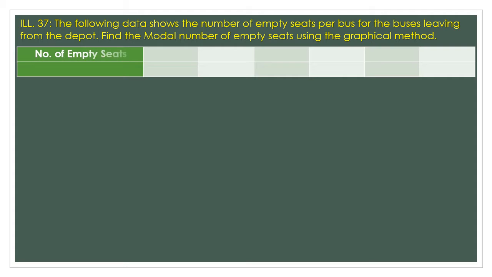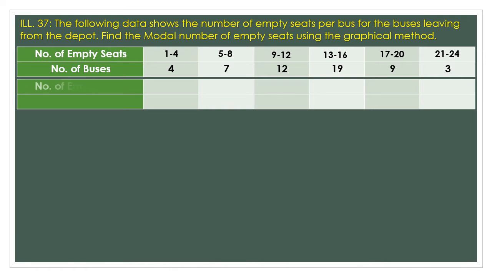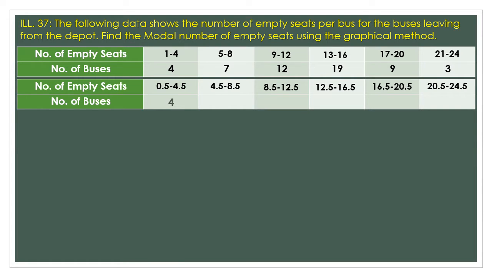The data is number of empty seats and number of buses, and the data is 1 to 4 and then 5 to 8. That means this is an inclusive kind of data, and because we can't use inclusive data in calculations, I will be converting this data into exclusive data. What can we do for converting inclusive to exclusive? We deduct 0.5 from the lower limits and add 0.5 to the upper limits. So it would be 0.5 to 4.5, 4.5 to 8.5, 8.5 to 12.5, and so on.